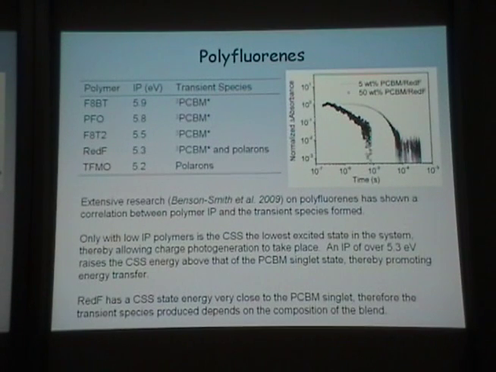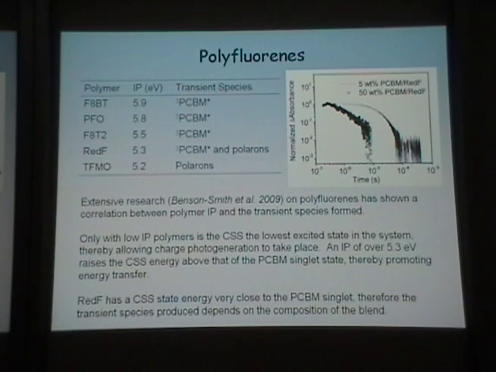So a lot of other work on a variety of polyfluorenes has been accomplished, and it's been noted by Benson Smith that there is a correlation between the ionisation potential of the polymer and the transient species that you form. So at very high ionisation potentials, you pretty much always get these PCBM triplets. It's only at quite low ionisation potentials that you start to see polarons form. So essentially all this is whether or not the charge-separated state is the lowest transient state in your system or not.